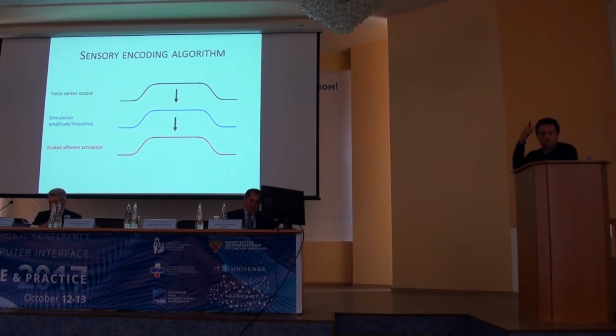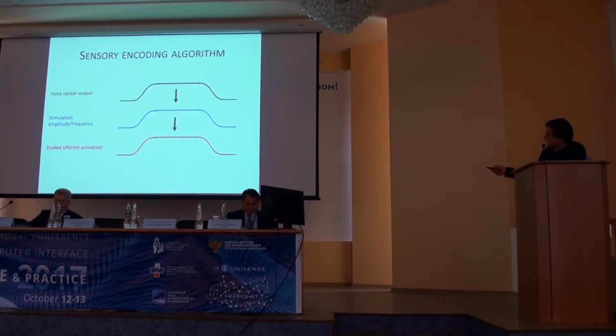So there are sensors in the arm, in the hand. There are 4 sensors in the hand, so if this is the pattern of force sensing from the upper part of the hand, the traditional way to stimulate the nerve is to increase the stimulation, either the stimulation amplitude or the stimulation frequency, to track the force output, hoping to evoke neural activity that also tracks the force output.